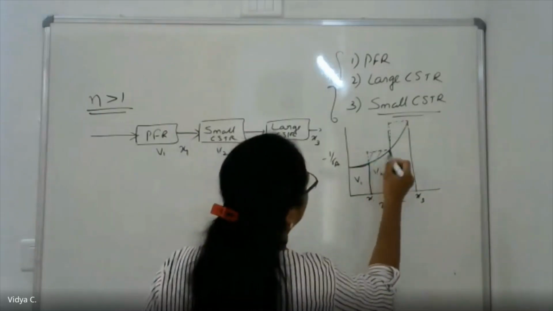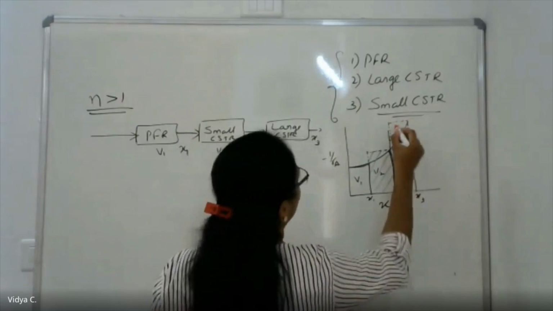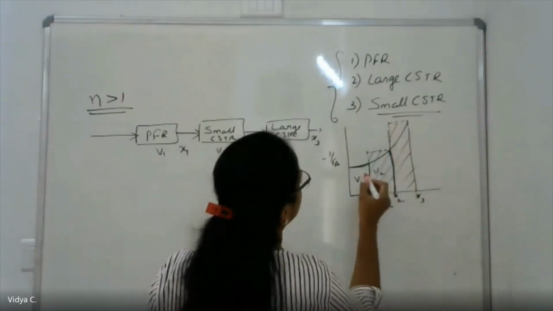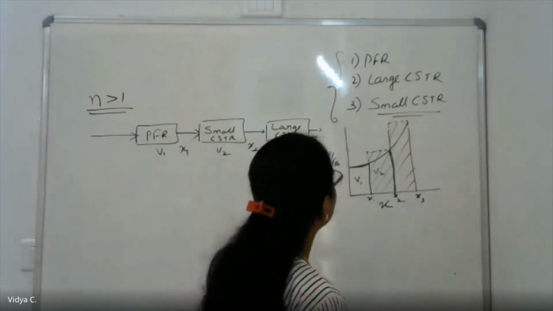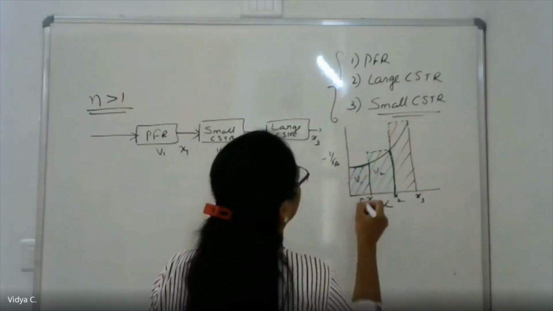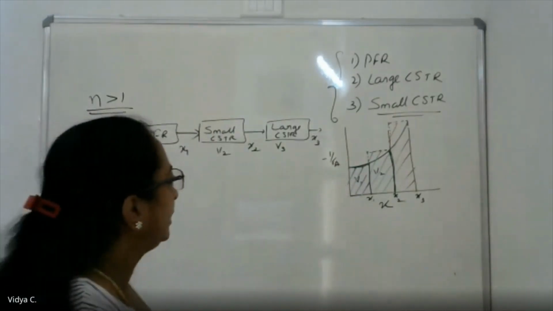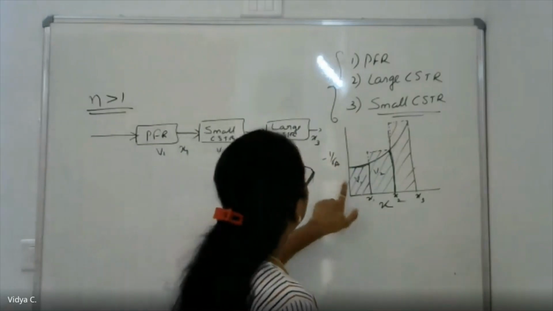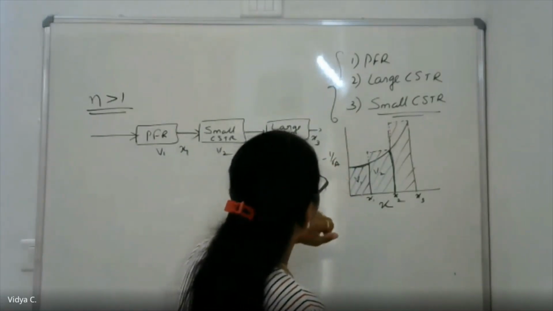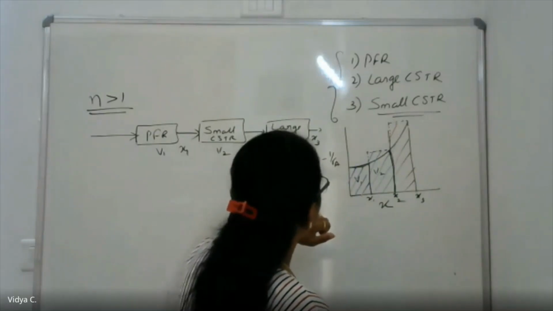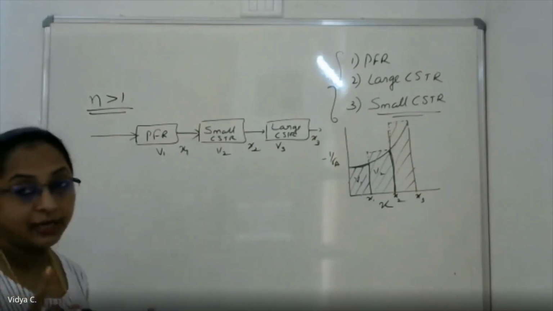This is for the small CSTR. This is for the bigger CSTR. And this is for the PFR. So this is how they are to be connected. This is about when n is greater than 1.